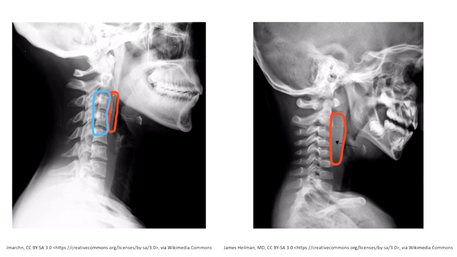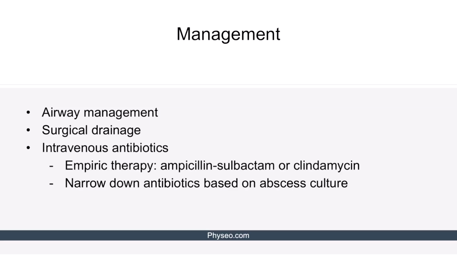In a patient with a retropharyngeal abscess, however, there will be inflammation and swelling of the prevertebral tissue, making it appear wider than the vertebral bodies, as can be seen in this patient on the right. Hence, the finding of a widened prevertebral space on a lateral neck X-ray would be consistent with the diagnosis of a retropharyngeal abscess.